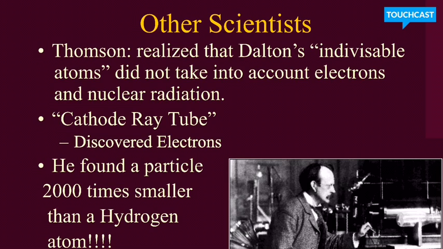All right, some other scientists came along after John Dalton. One of them was J.J. Thomson. J.J. Thomson realized that Dalton's indivisible atoms did not take into account electrons and nuclear radiation, which was all the rave back in the day. Cathode ray tubes were an area of fascination for Mr. Thomson. He actually ended up discovering electrons. Through the use of these cathode ray tubes, he found a particle that was 2,000 times smaller than the smallest atom currently known to exist, which was hydrogen. How could a particle that is 2,000 times smaller than hydrogen exist if hydrogen is the simplest element?